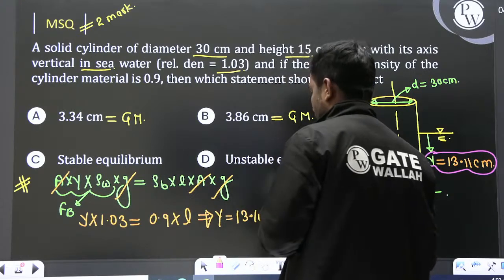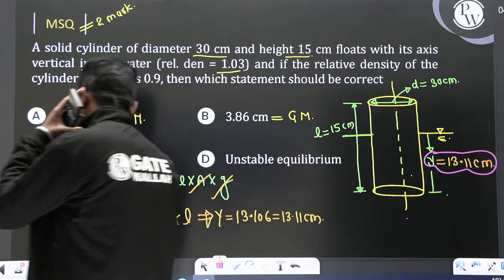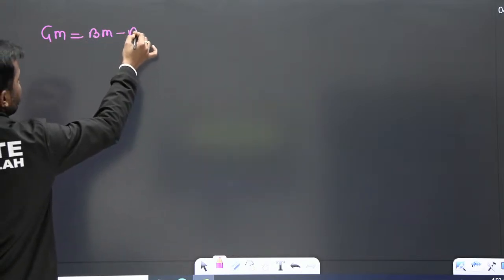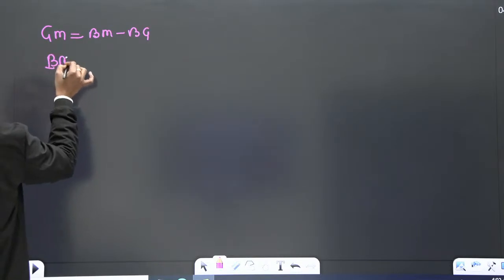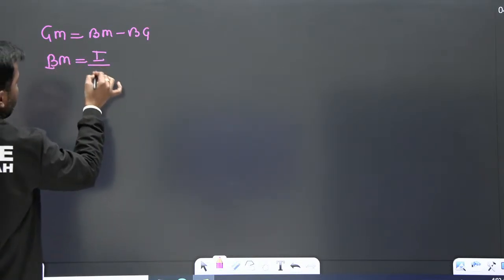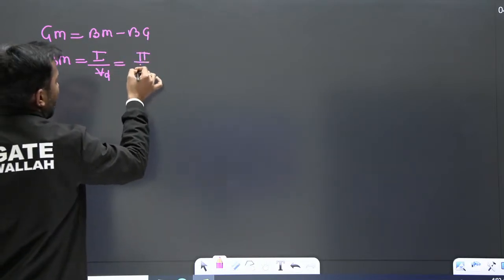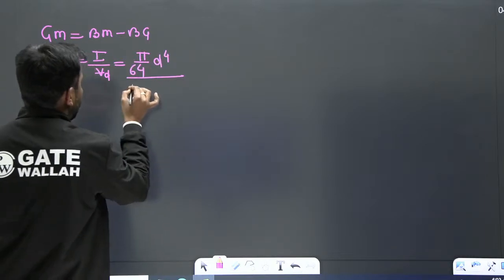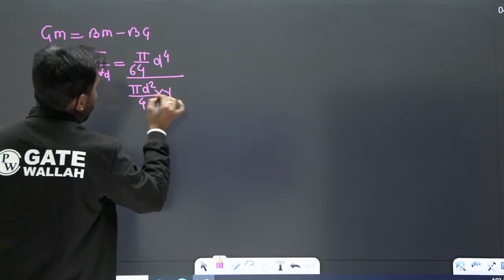Then we need to calculate the BM and BG. We know that GM will be BM minus BG. What about the BM? BM is the I divided by displaced volume. I is pi by 64 d to the power 4, divided by pi d square by 4 times Y, which is the displaced volume.